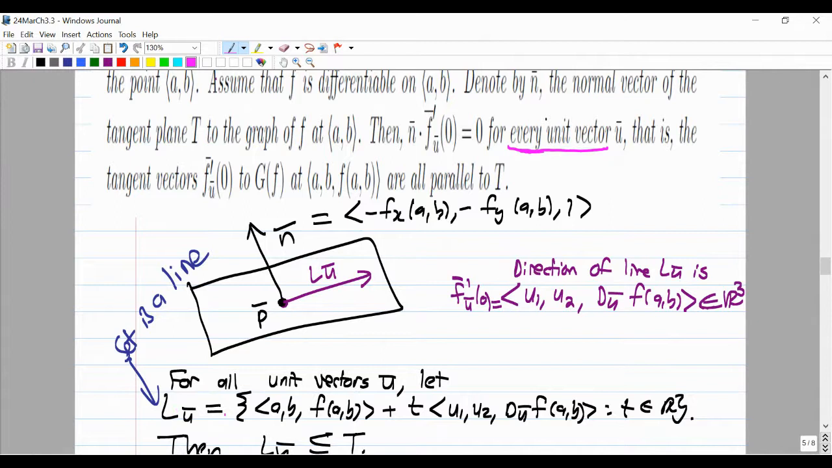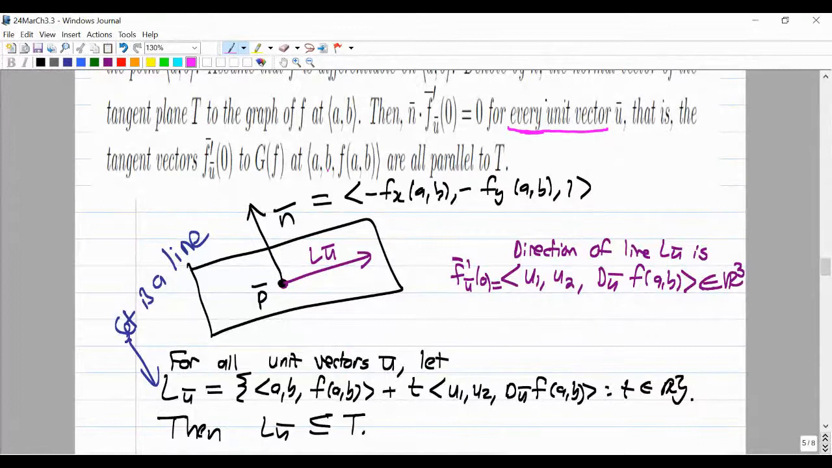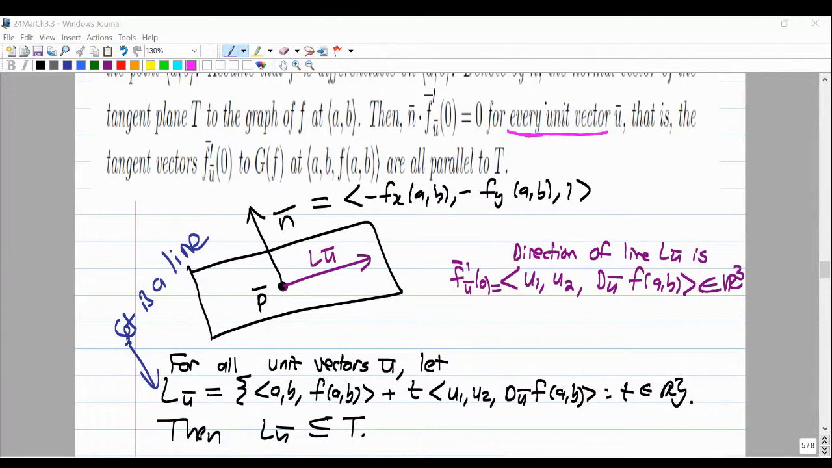So line L subscript u is defined as the point P, where we know it's differentiable and there's a tangent plane. It's of the form the point (a, b, f(a, b)) plus t times this vector. So we turned the directional derivative into a 3D vector, and so we formed the line L_u. And what this theorem is saying is that all of those lines lie in the tangent plane. So if you want to visualize this, pick a unit vector u, calculate the directional derivative, and then form the following line, which in my diagram is denoted by L subscript u bar. All of those lines lie in this tangent plane. So this line is a subset of T. So in a nutshell, this is what theorem 77 says.